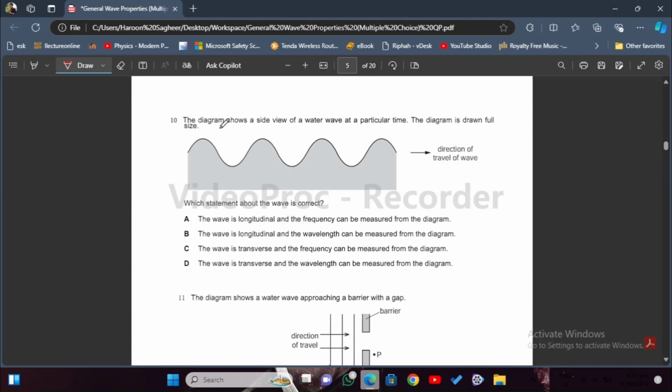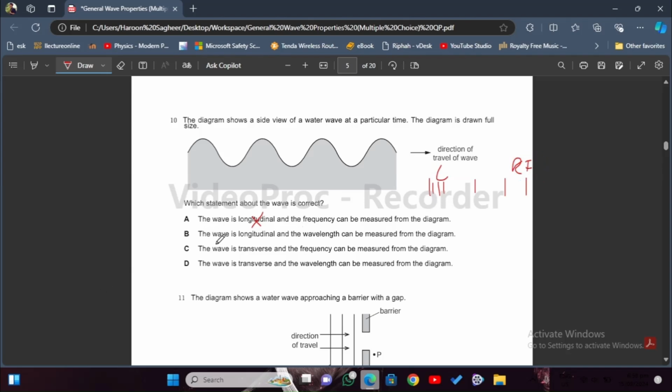Now in question number 10, the diagram shows a side view of a water wave at a particular time. Now you know time has been stopped. The diagram is full size. Okay, the scale is accurate. Which statement about the wave is correct? The wavelength is longitudinal. No, this is a transverse wave. Longitudinal waves travel in the form of a compression and rarefaction. So this is compression and this is a rarefaction.